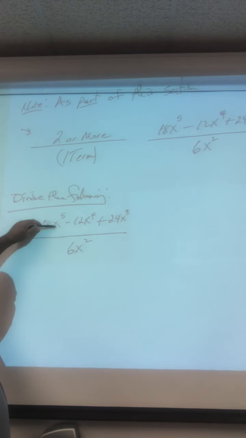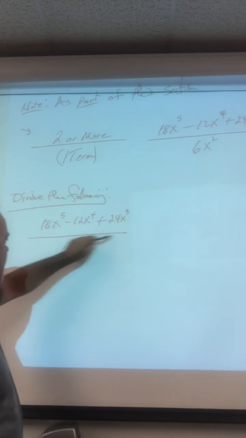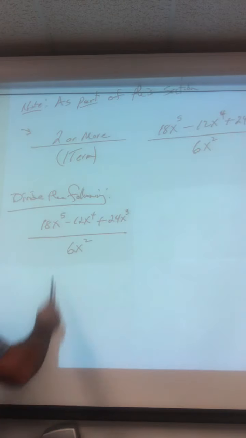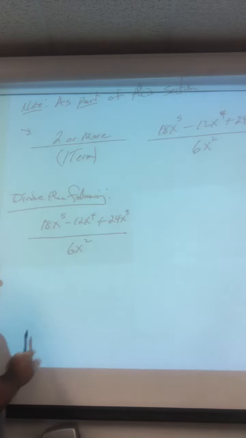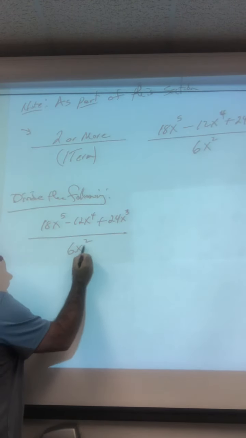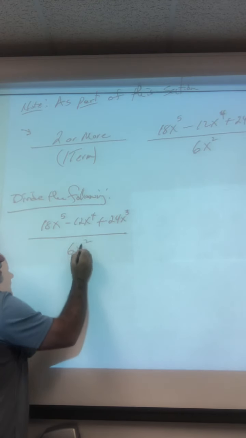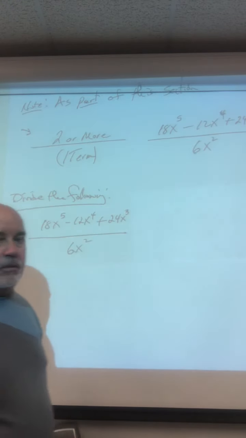So this is 18x to the 5th minus 12x to the 4th plus 24x to the 3rd, all divided by 6x squared. So what I want to do is I'm dividing 3 terms divided by 1 term. So what I want to do here is I want to divide this 1 term into this, divide this 1 term into this, and this 1 term into that. So I'm really just doing 3 different division problems.